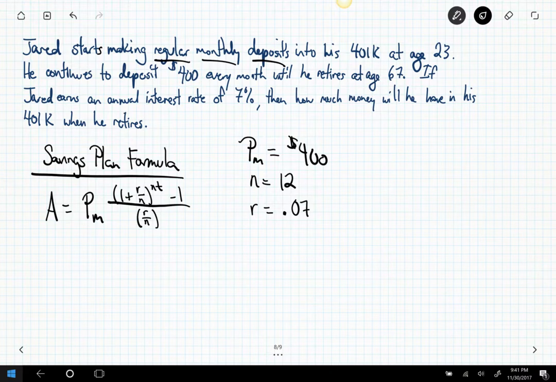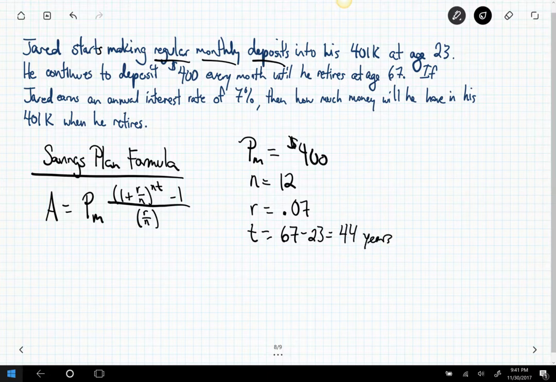Now, the real question here is, what is time for Jared here? So Jared retires at 67, and he started at 23. So you take 67 minus 23. Notice we have 44 years of working. Okay. So now we're ready to rock and roll.